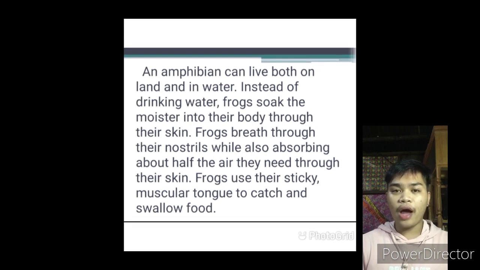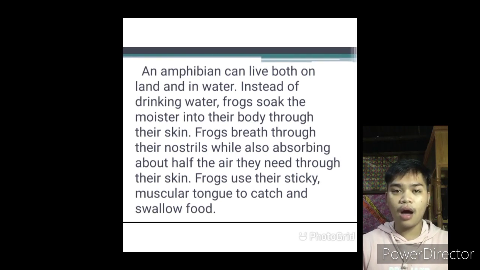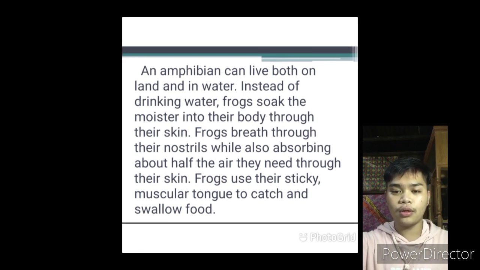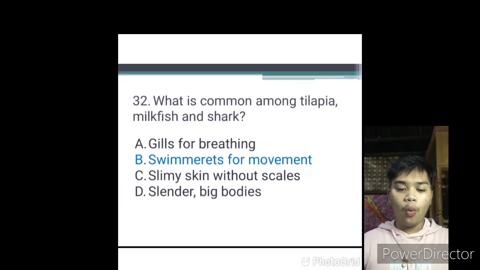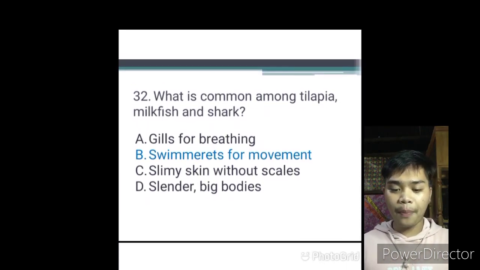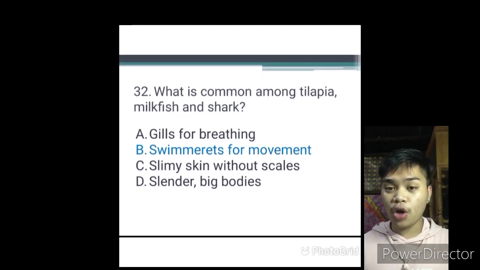And also, frogs use their sticky muscular tongue to catch and swallow food. Number 32. What is common among tilapia, milkfish, and shark?